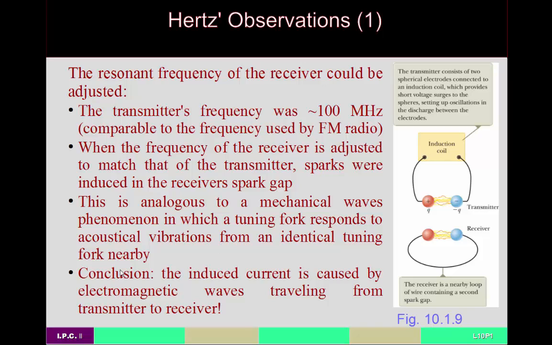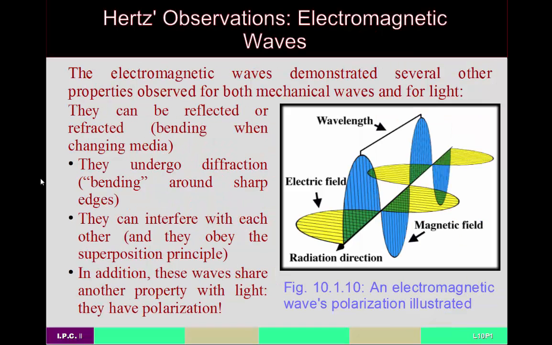And so the conclusion that he drew was that the induced current, and hence the induced sparks in the receiver, must be caused by electromagnetic waves traveling from transmitter to receiver, just as predicted by Maxwell's equations. So in the case of the pair of tuning forks, it's mechanical waves. In the case of the Hertz experiment, it's electromagnetic waves.